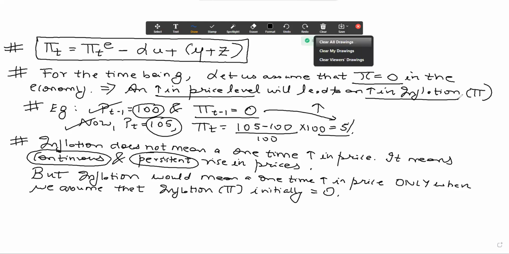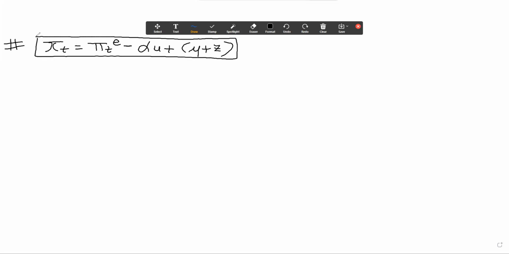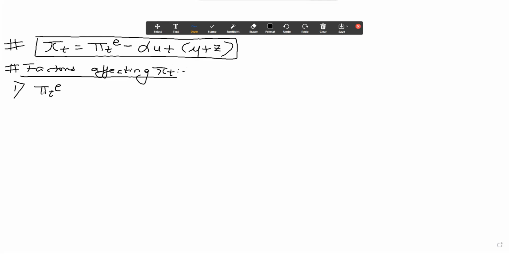Now the last thing for the day, then we stop. I am writing the equation of the Phillips curve again. So this is the equation of the Phillips curve. So let's look at the factors affecting pi t. Factors affecting inflation, pi t. So guys, the first factor, expected inflation.